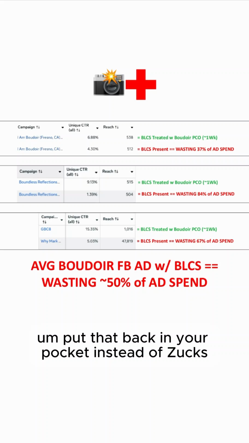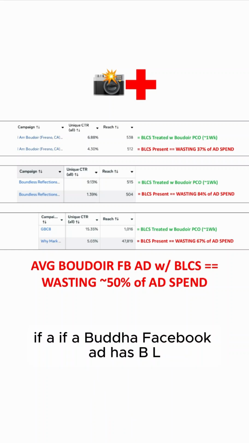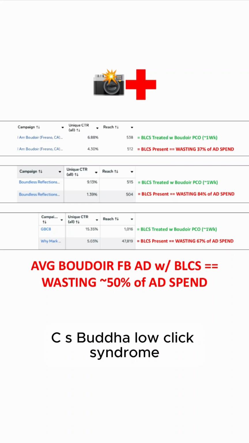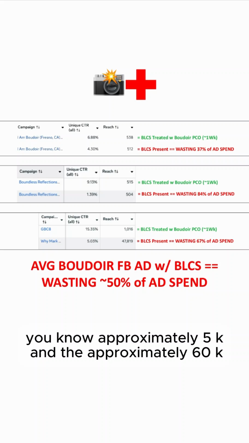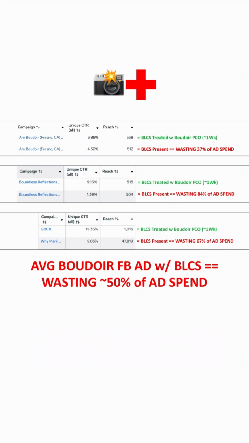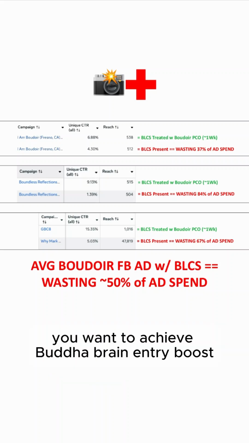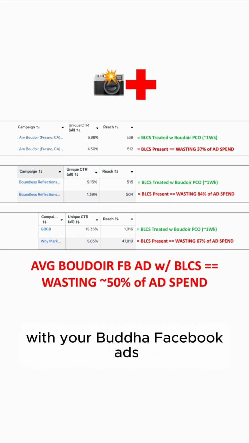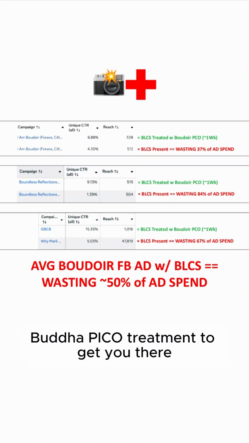Put that back in your pocket instead of Zuck's, because we already know approximately half is being wasted anyways right now if a boudoir Facebook ad has BLCS, boudoir low click syndrome. And so you want that 5K back in your pocket, and the approximately 60K over the next 12 months. And so you want to achieve pre-click alignment. You want to become a dominant boudoir advertiser. You want to achieve boudoir brain entry boost with your boudoir Facebook ads. And you want the treatment, boudoir Pico treatment, to get you there.